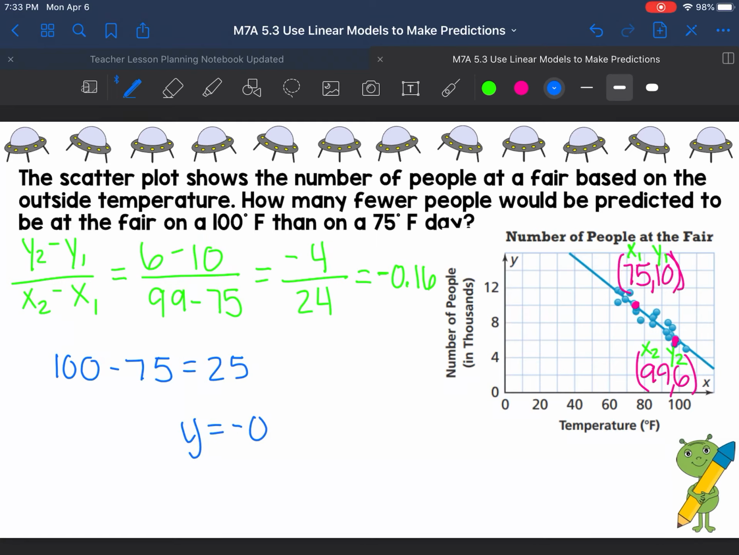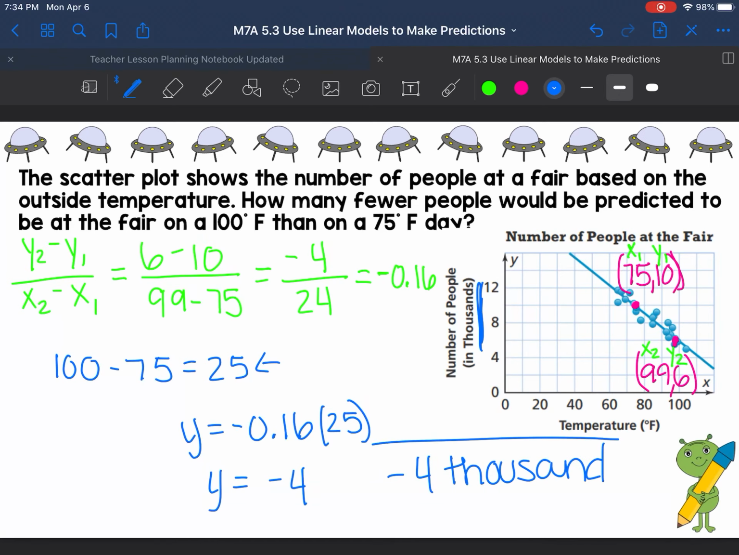I can do just my slope, which is y equals negative 0.16 times my change in temperature, my x, 25. I don't need my y-intercept because I don't have it this time, so I'm only using the condensed slope formula. So y equals mx. I just need to multiply now. Negative 0.16 times 25 gives me y equals negative 4. Now, remember, the number of people is in thousands. So my final answer is negative 4,000.